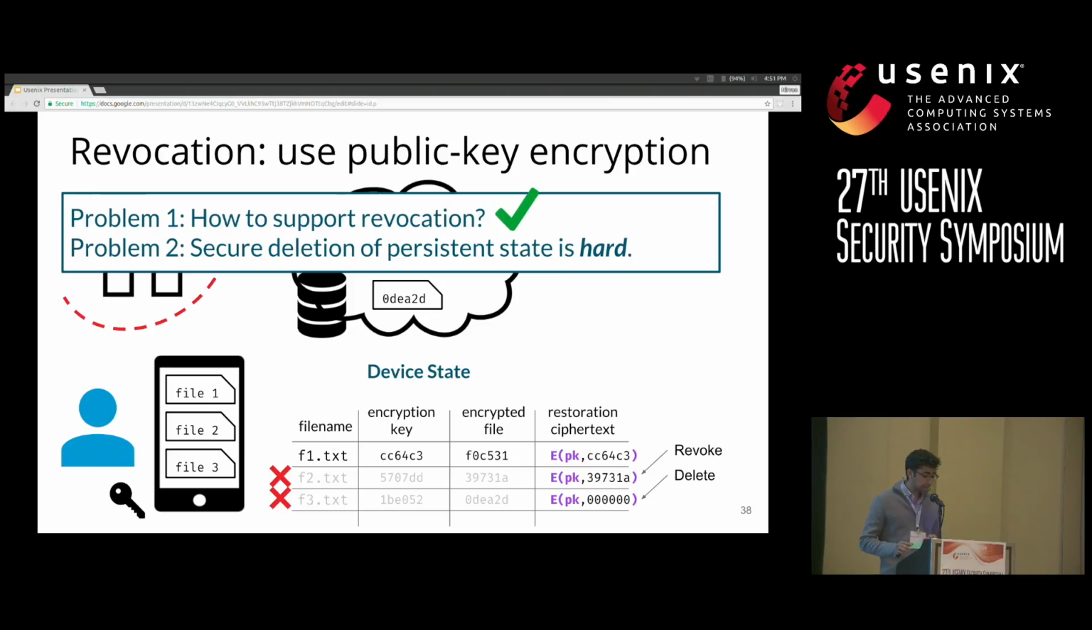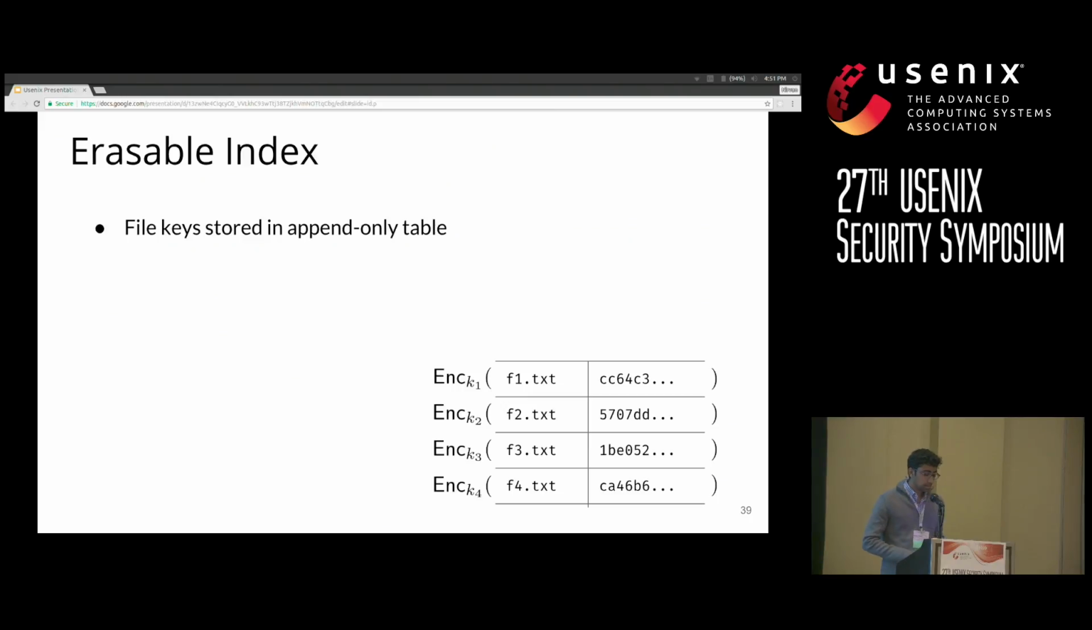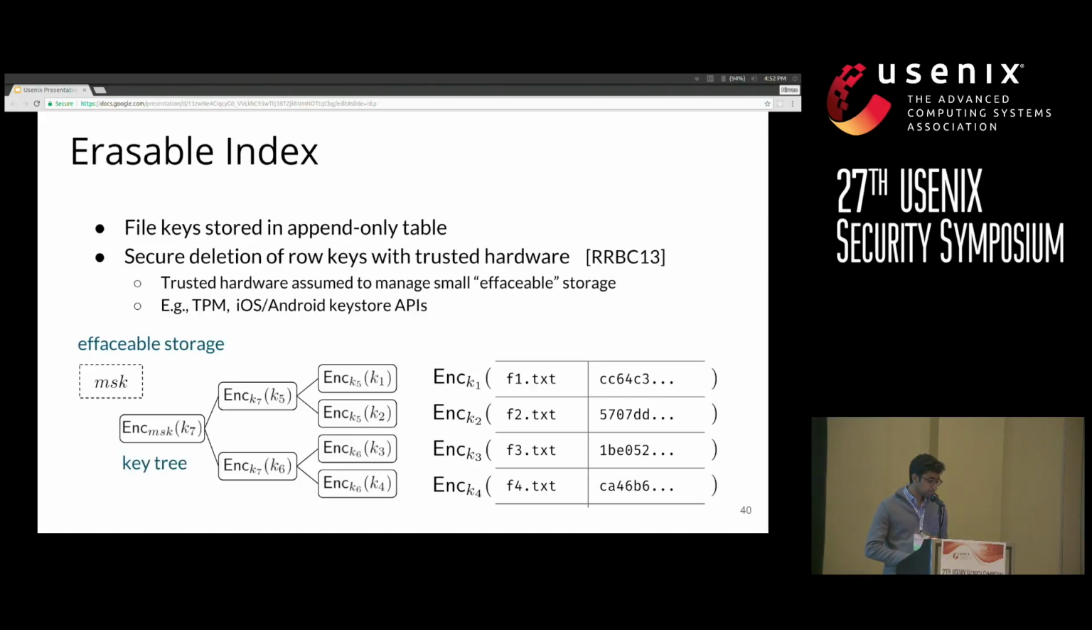So next we'll look at how we're able to securely delete the content within the device state table. To address this challenge, we adapt techniques from the secure deletion literature to augment the device state table into what we call an erasable index. File keys are stored by file name in an append-only table by insertion order.